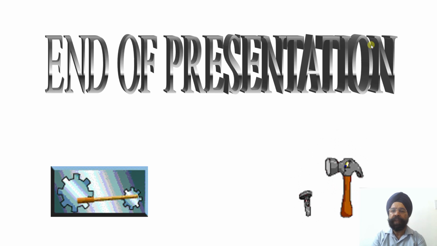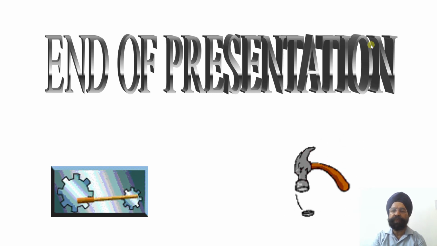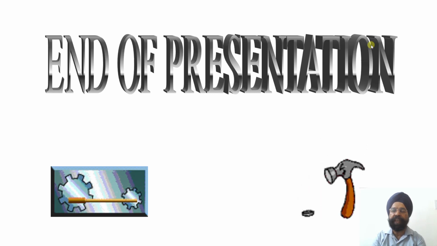So I hope with this illustration you have been able to understand how you can go about constructing the projections of a lamina which happens to be inclined to both the front view and the top view.